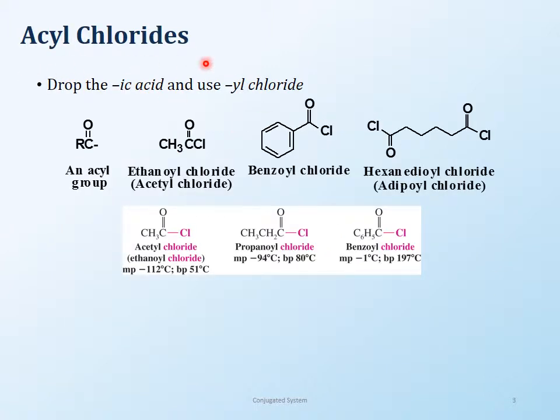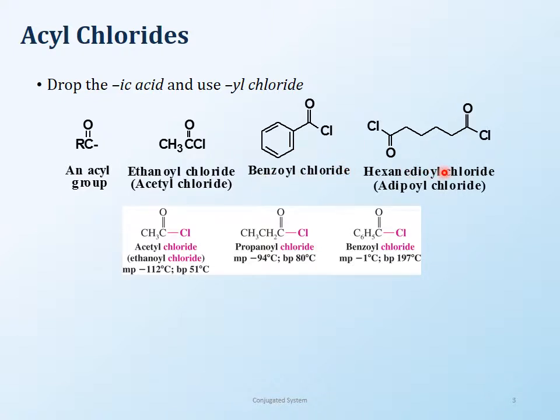So for acyl chlorides in the nomenclature, this is very simple, and again, we'll try not to make it too complicated. Remember the acyl group is the RCO group. That's an acyl group in general. That's how we call it. So in the case of acid chlorides or acyl chlorides, you will drop the ic acid and use yl chloride. For example, in the case of ethanoic acid, which would have been acetic acid, it will be called ethanoyl chloride or acetyl chloride. Acetyl is coming from acetic acid. And then from benzoic acid, it will be called benzoyl chloride.